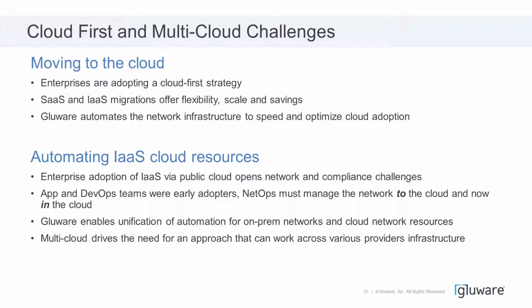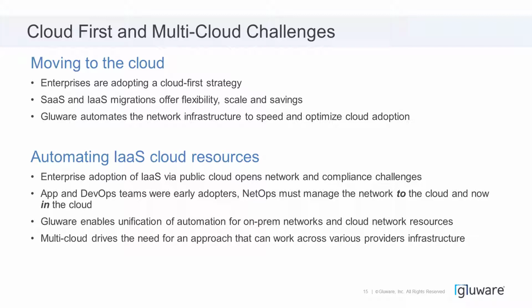So when you think about automating infrastructure as a service, enterprises are adopting it, and although they're adopting these public clouds, what's happened in a lot of organizations is it's been the app teams or some DevOps teams that were early adopters, and their focus was on the application side, and they weren't really tightly controlled on the network side. So in some cases the network rules and permissions aren't consistent when you look at policy from on-prem to the network policy as it extends into the cloud.